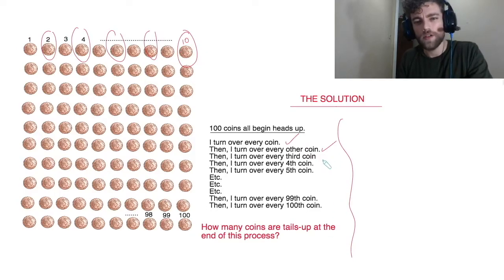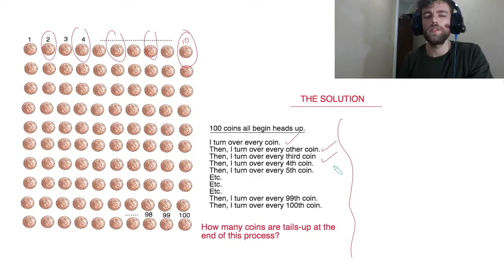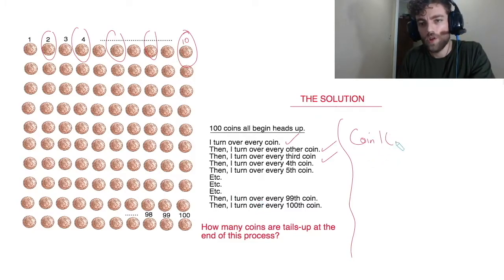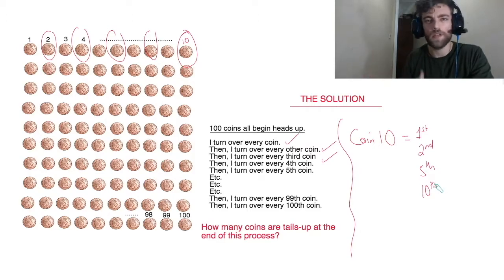Does it turn over on the third time through? No. 10 doesn't turn over on the third time through. Why? Because 3 is not a factor of 10. Haha, we're already on to something. So coin 10 will simply flip on the first, second, fifth, and 10th time through. After the 10th time, we're past coin 10 anyway.